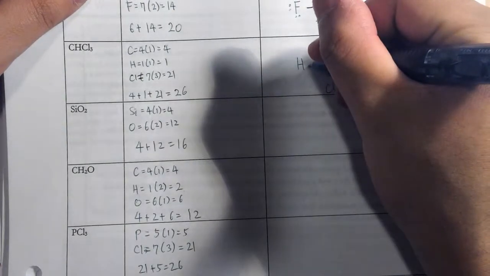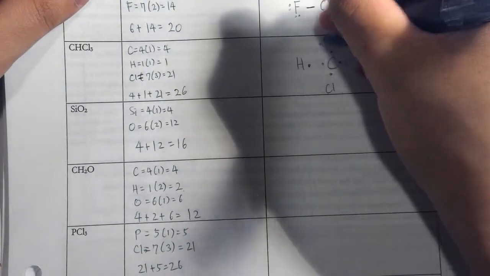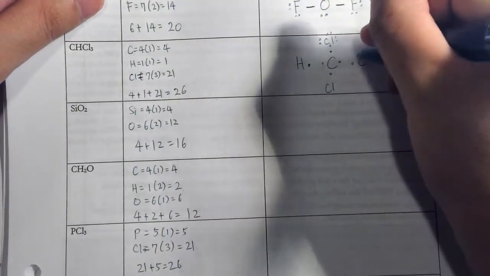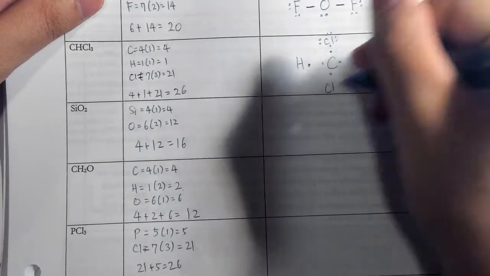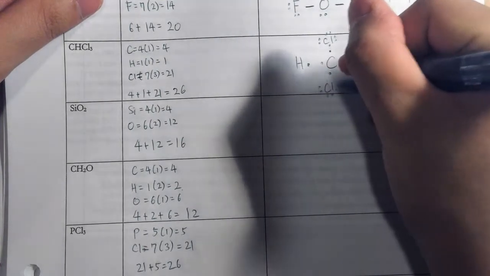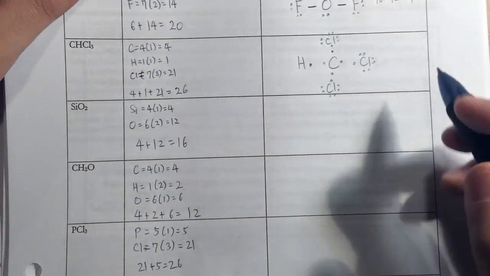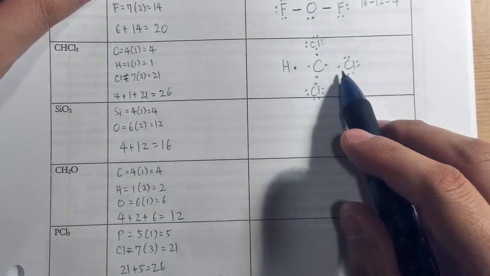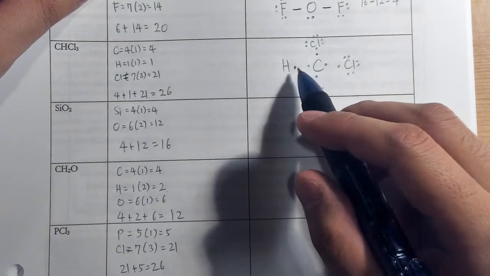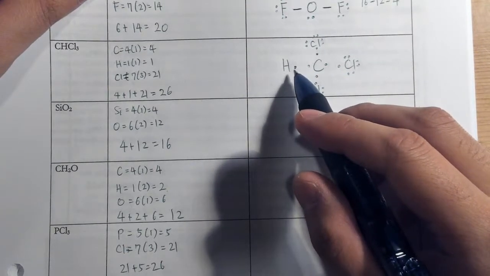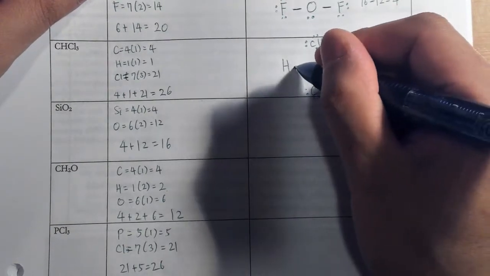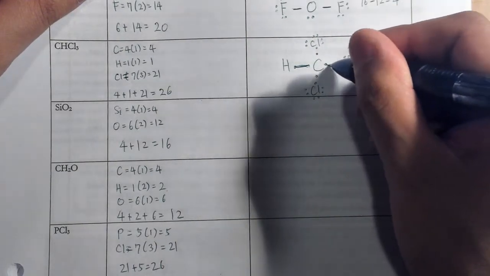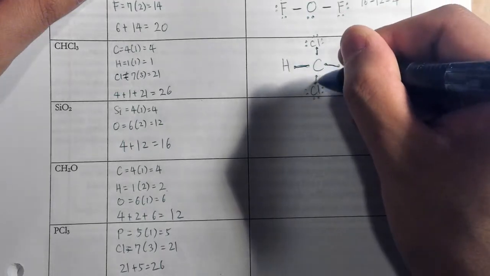Alright? So chlorine has 7, so I'm going to draw 7. Okay, so now what we have to focus on are these single electrons that do not have a pair. So H has 1 here, and then C has 1 there, so we're going to connect those 2 together. There's 1 here, connect them, connect these, connect these.